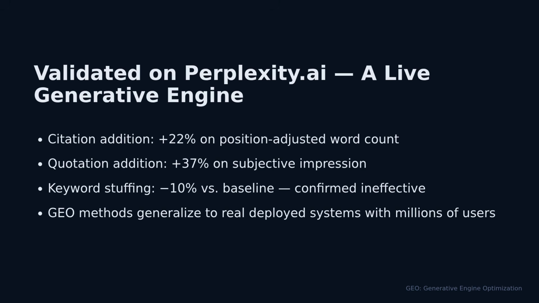To confirm these findings hold in the real world, the authors tested GEO methods directly on Perplexity.ai, a live commercial generative engine with millions of users. The results held up. Citation addition achieved a 22% improvement on the objective metric. Quotation addition delivered a 37% gain on subjective impression, and keyword stuffing performed 10% worse than doing nothing at all. These real-world results validate that GEO strategies generalize beyond the controlled benchmark.